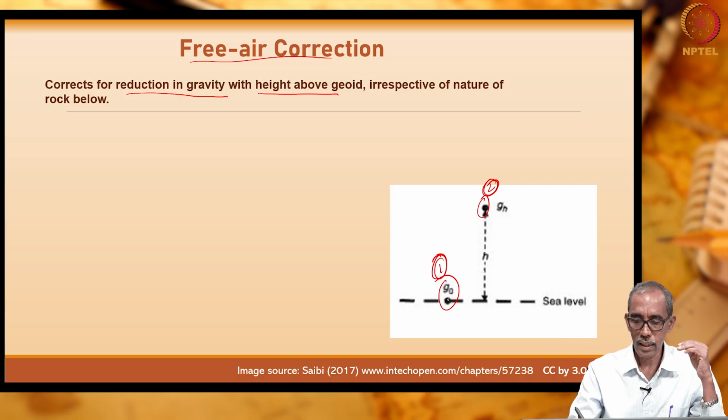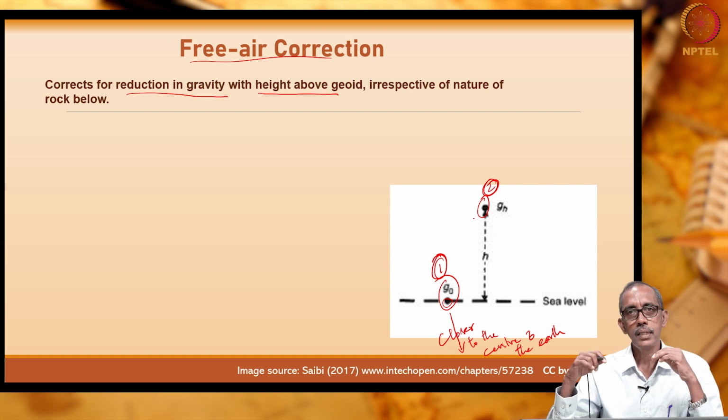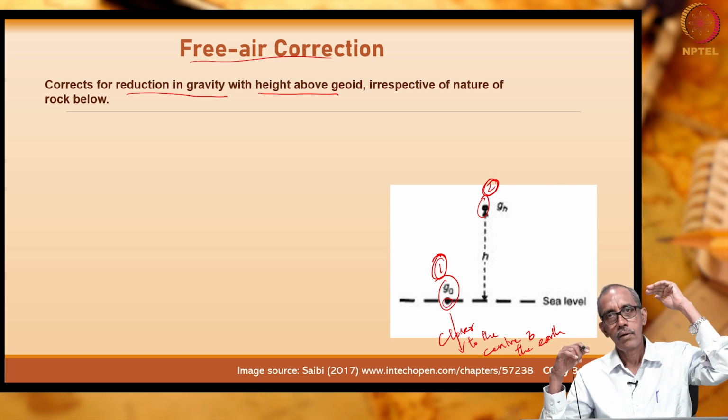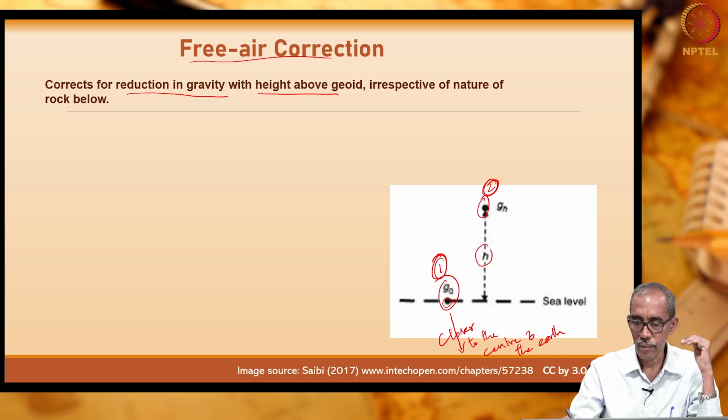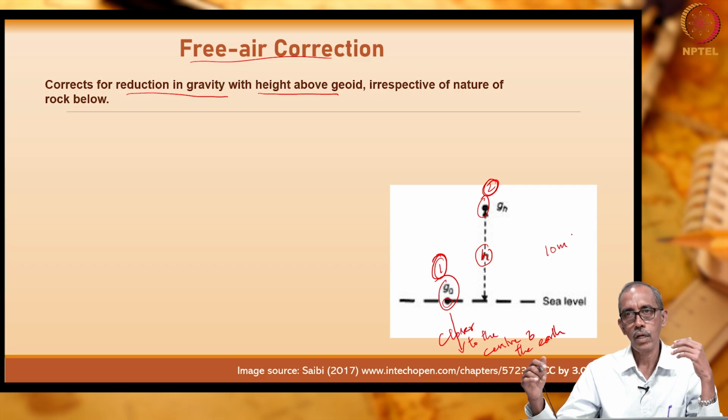Acceleration due to gravity in station number 1 is more because station number 1 is a little bit closer to the center of the earth, whereas location number 2 is a little bit away from the center of the earth. How much? That is this. This is the h. Let us say h is 10 meters. If you assume that, then station number 2 is 10 meters farther from the center of the earth compared to station number 1.